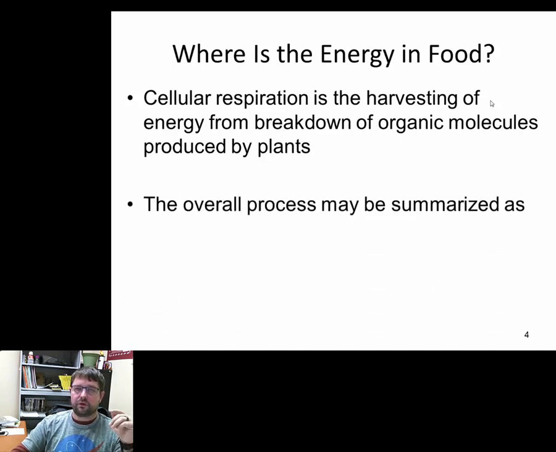Now the process is nearly the exact opposite of photosynthesis. So if you remember the photosynthesis equation, where you're going to supply carbon dioxide, you're going to supply water, you're going to supply photons, and that's going to yield carbohydrates and oxygen and a little leftover water. Well, the process of cellular respiration is nearly the exact opposite. We're going to supply glucose, that carbohydrate. We're going to supply oxygen to the equation.